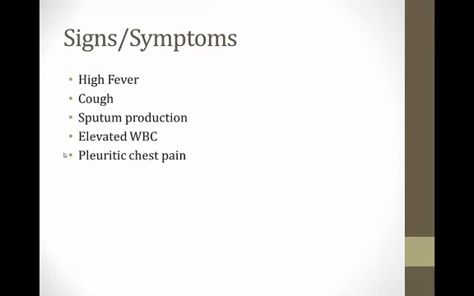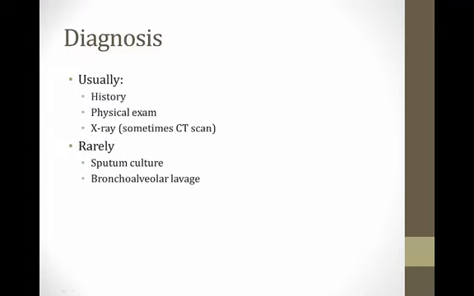The signs and symptoms of pneumonia include a high fever from the inflammation, cough and sputum production from the lung infection. The white blood count is usually elevated, and patients can get pleuritic chest pain. That's chest pain when you inhale. You stretch the pleura, and if the pleura are involved in the inflammation, it will hurt when you do that. Usually the diagnosis of pneumonia is made just by history and physical exams, sometimes with a chest x-ray. Very rarely we have to also do a CT scan.